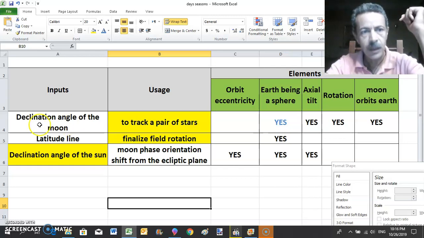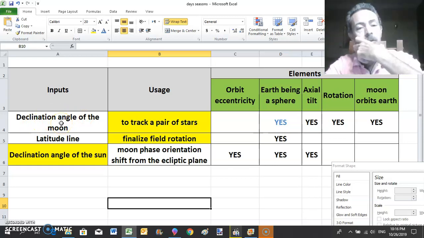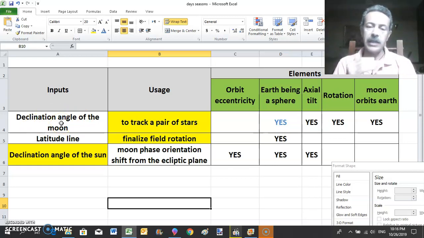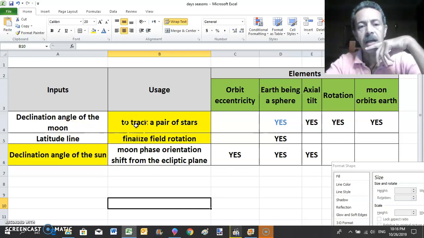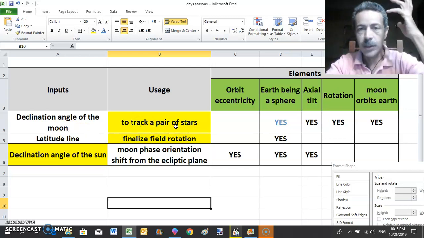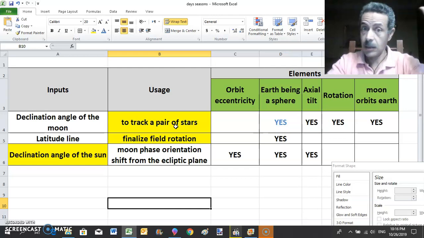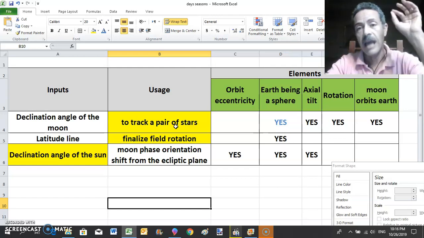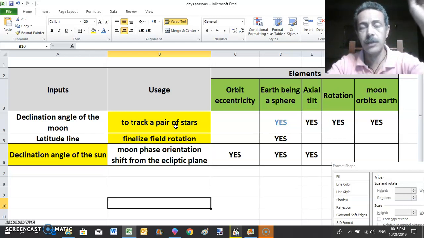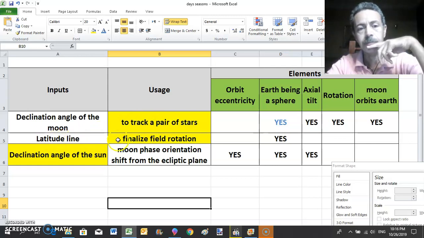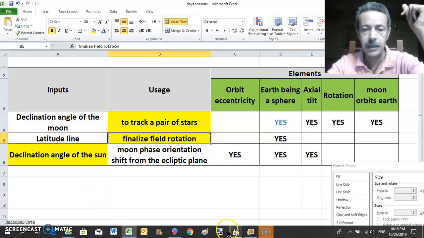during Earth rotation. So I get the declination angle of the moon, and then I add half a degree to it and subtract half a degree from it. So those are my two imaginary stars. To track a pair of stars, we already covered, not completely because it's a long process, how you can calculate the azimuth of the star using your latitude and the star declination. So that leads me to the second thing here, latitude line. I need the latitude line to finalize the field rotation, and let me show you this.